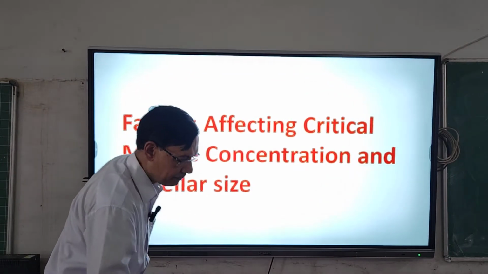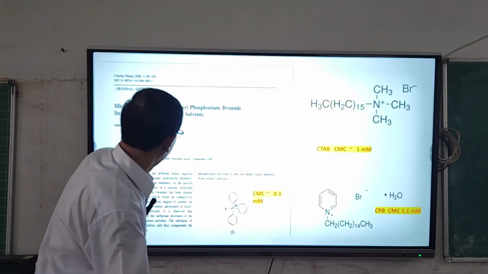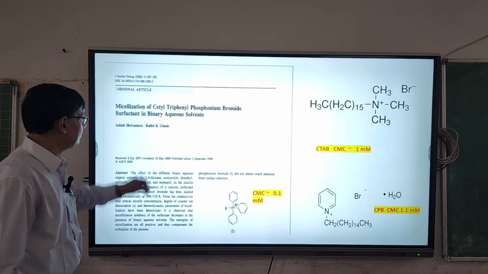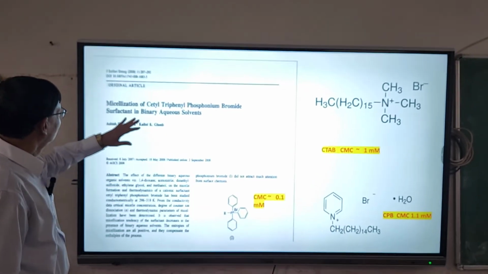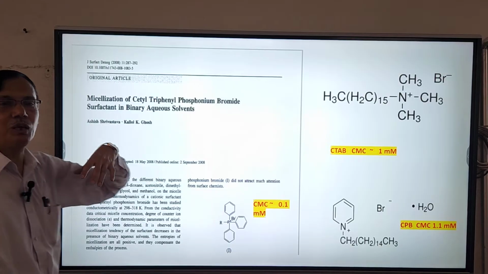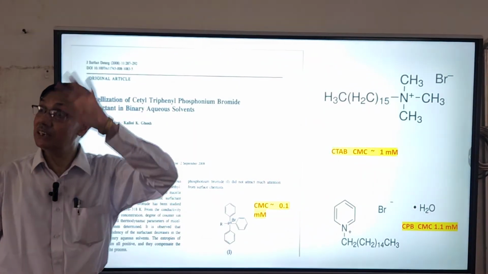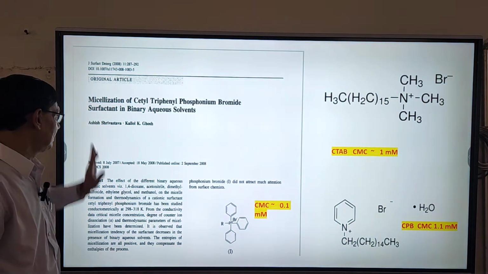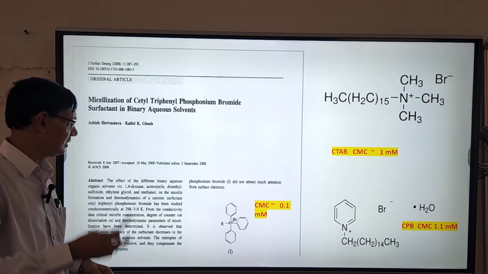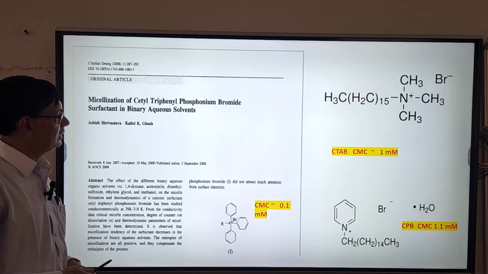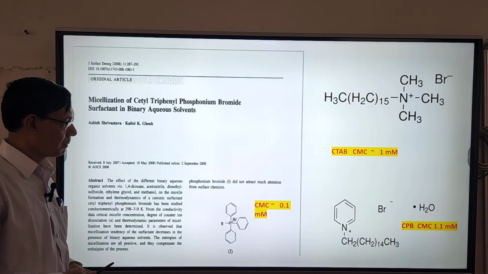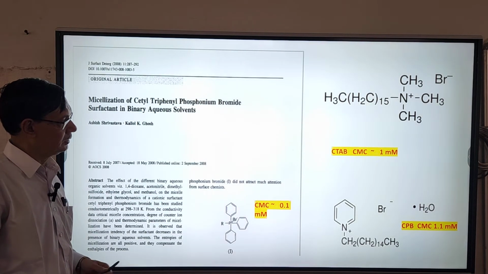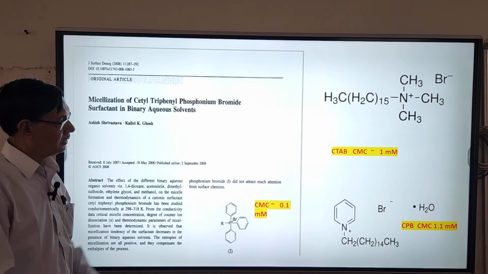So the first factor is the head group. Again, I am using my old research papers from long back, I think 2008. It is 2023 now, so 15 years ago, we determined this with one of my research scholars, Ashish Srivastava. He is now in MDC or somewhere. Why I am telling you all these things is because you will see the effect of the head group.